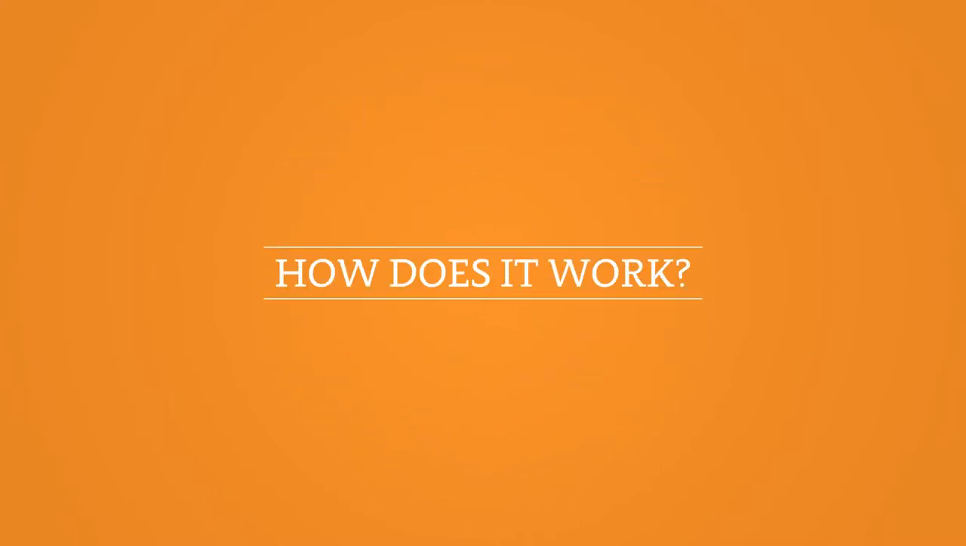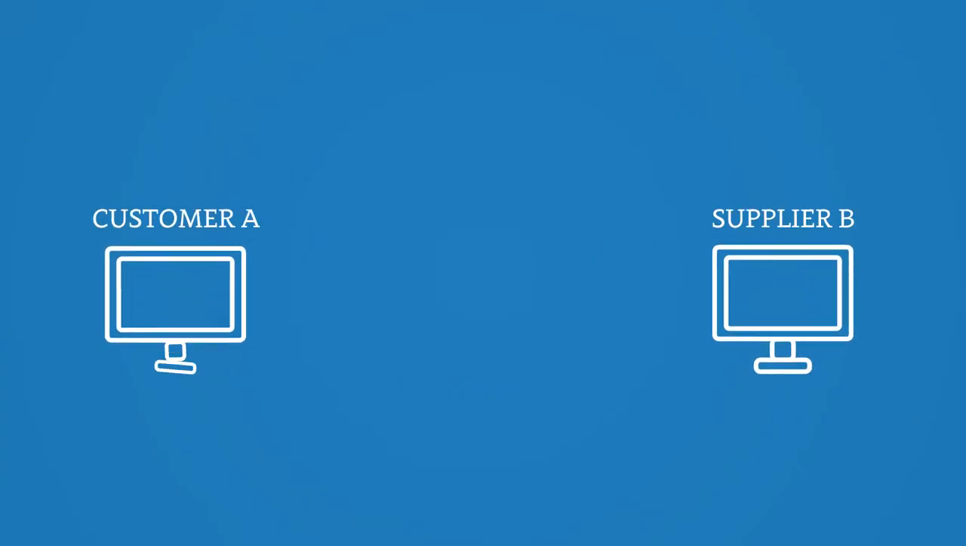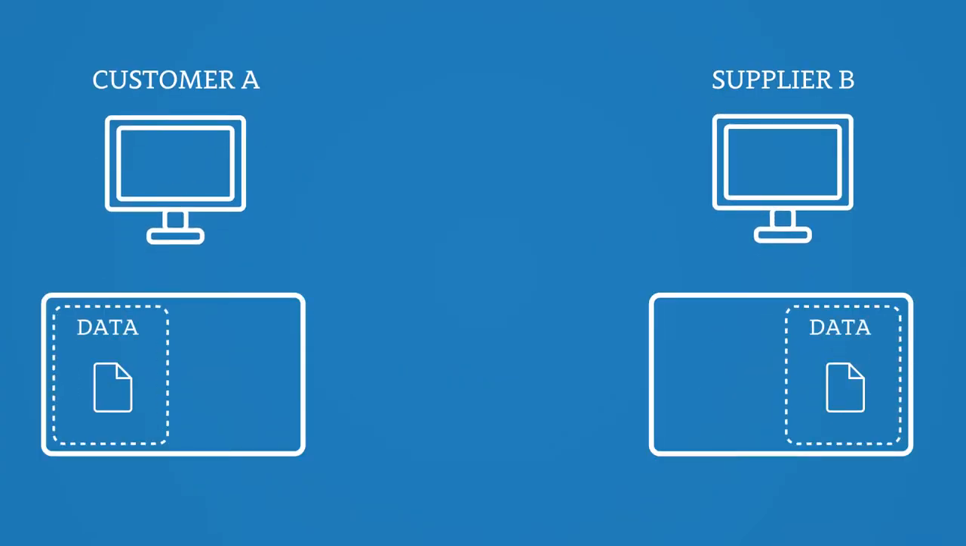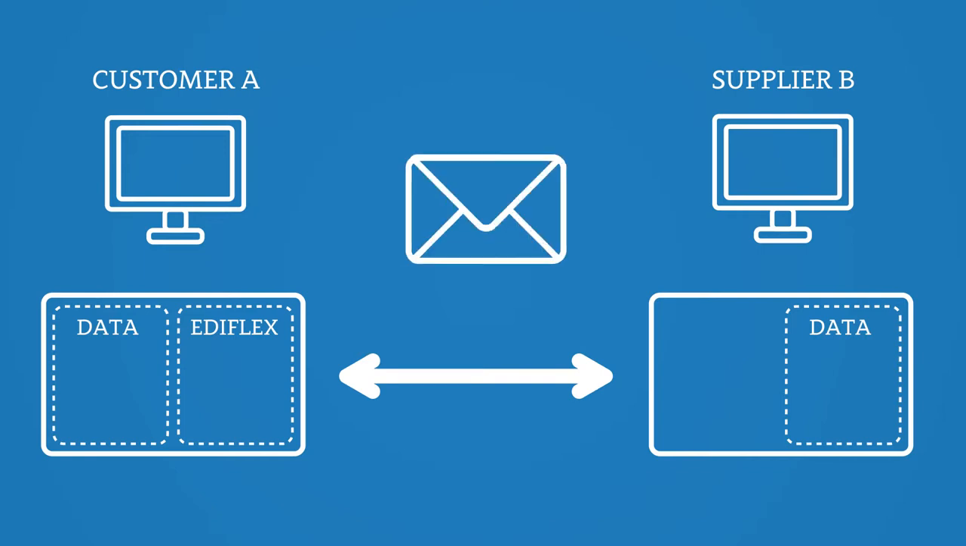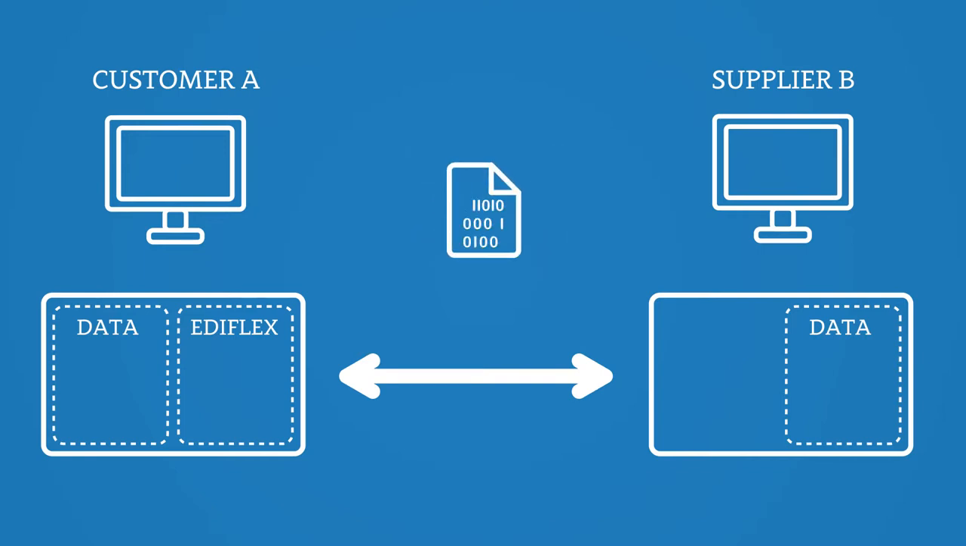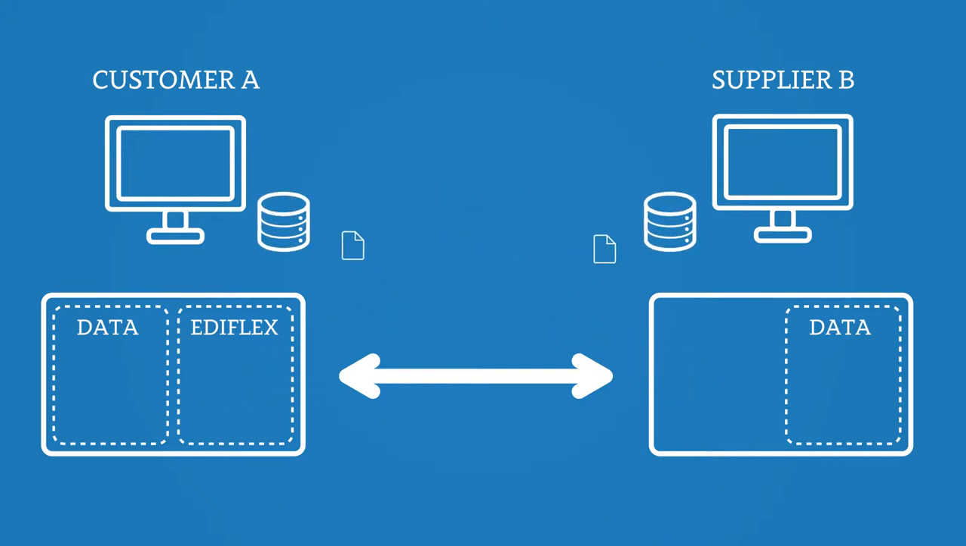How does it work? Every company has a data server with proprietary data and an Ediflex package. For every established link between different companies, an Ediflex path is created. Every message sent by using this path is being translated by Ediflex into a standard message, which is usable and legible for every system. Ediflex saves all these EDI messages in a database on the server in order to be able to retrieve or resend the message.